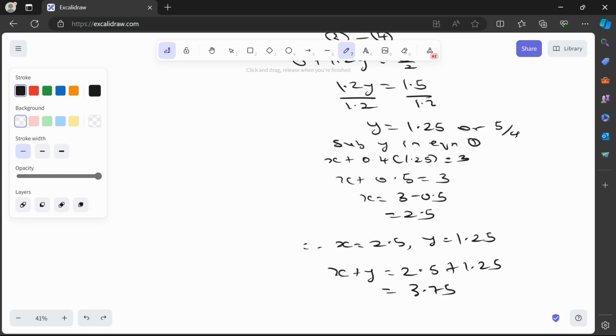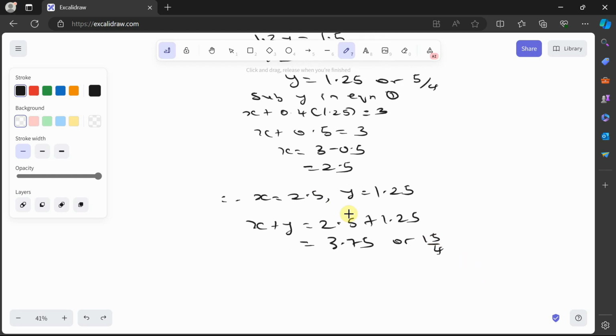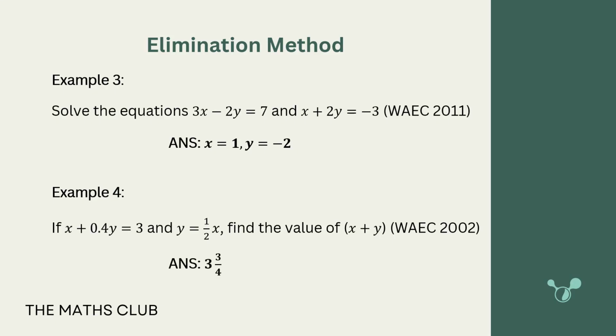3.75 is the same as saying 15 over 4. How else can we represent this? We could also say 3 whole number 3 over 4. So any of these three representations would actually fly. Let's see if we're correct. Great, so 3 whole number 3 over 4.